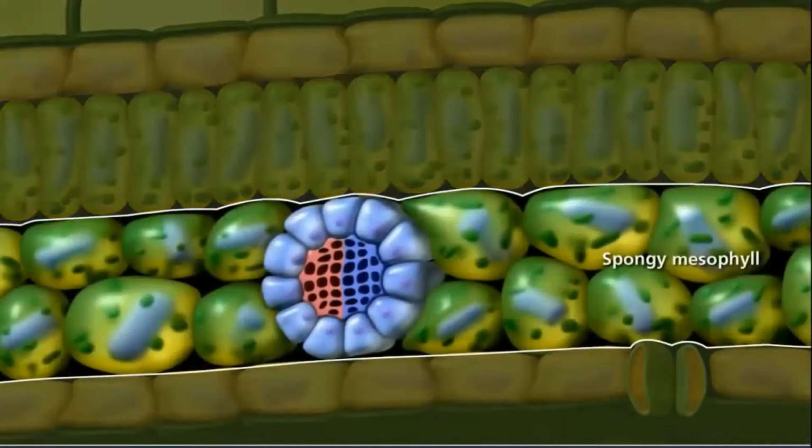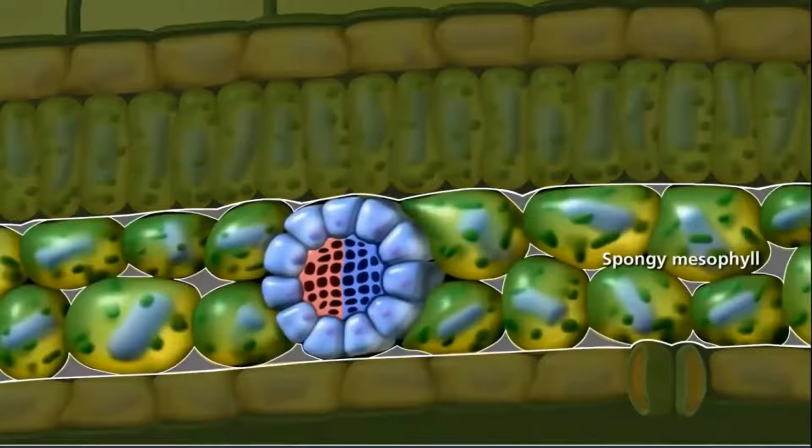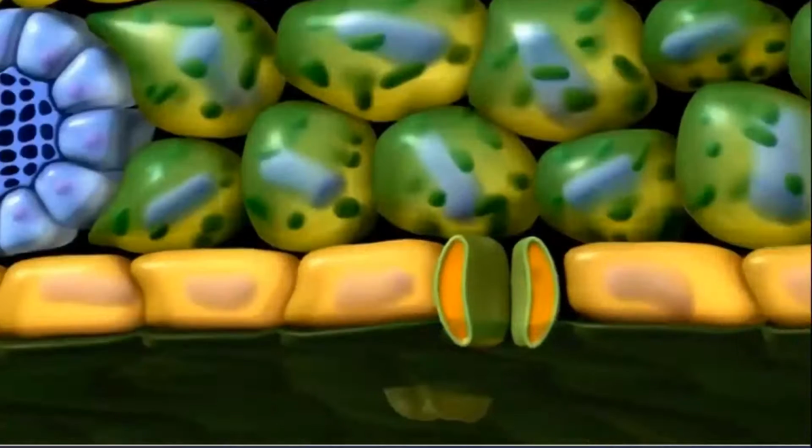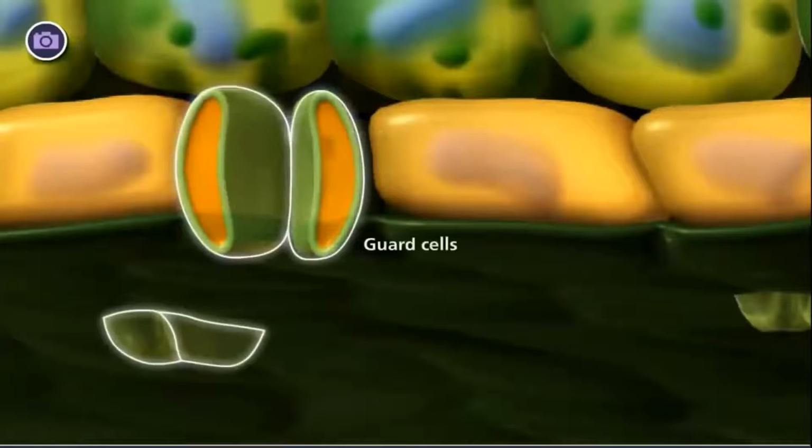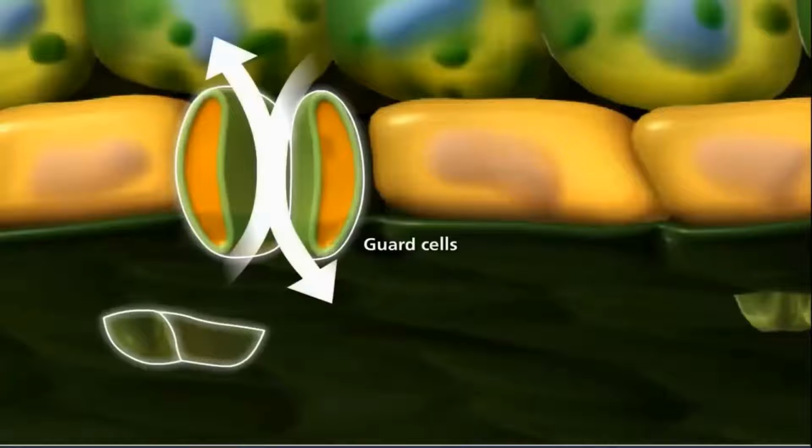The spongy mesophyll layer contains a looser arrangement of cells, where spaces between cells aid in gas exchange and the passage of water vapor from the leaves. Throughout the lower epidermal tissue are stomata, which are microscopic openings flanked by guard cells. Gases pass into and out of the leaf through these openings, as well as water vapor evaporating from the leaf, a process known as transpiration.